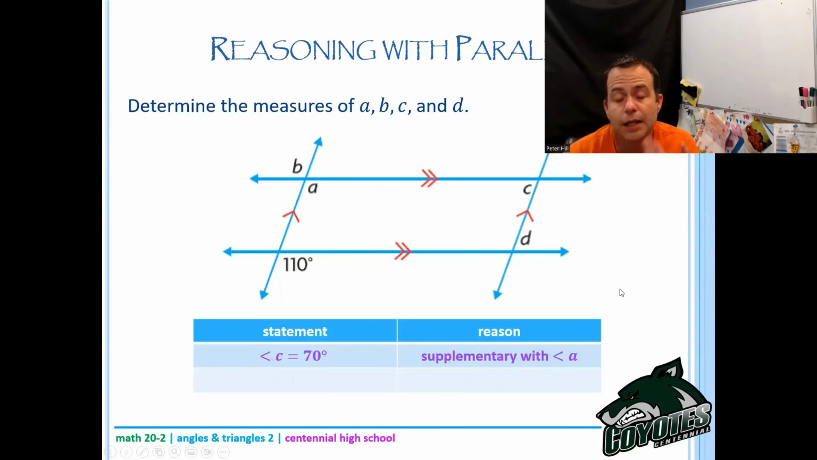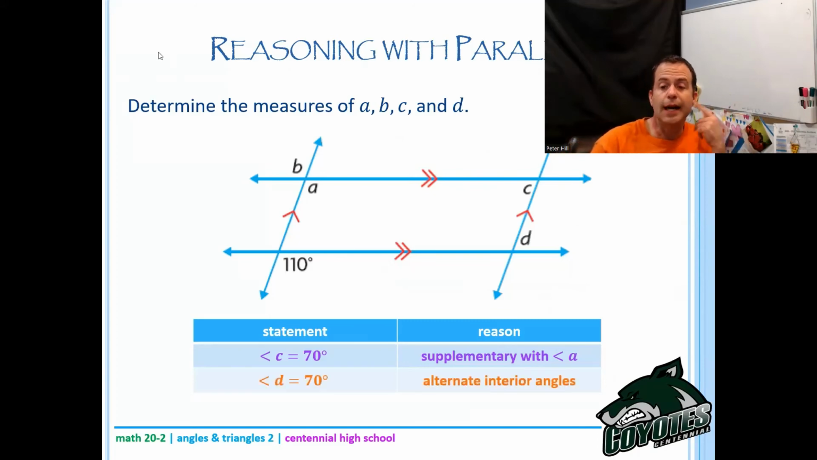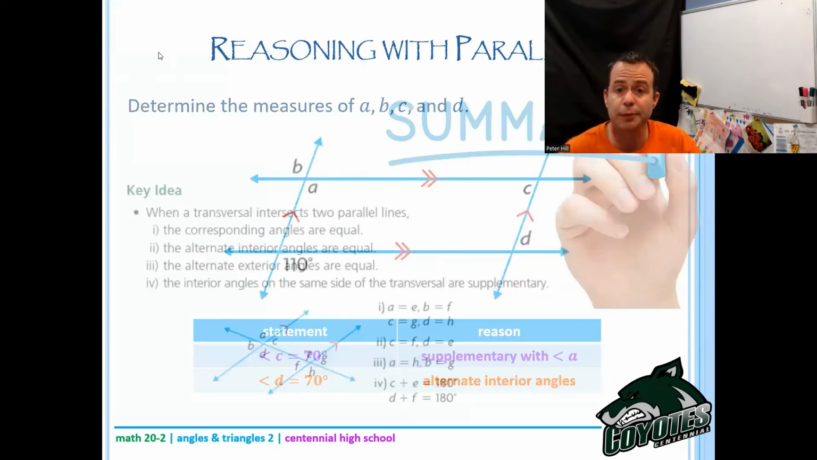We know that A is 110. So then we're looking at angle D, and we know that D is alternate interior angles with C, which means C and D have to equal each other. So that also tells me that angle D has to be 70 degrees, and my reason is alternate interior angles. Okay. All right, perfect. So that's what we're going to work on today.